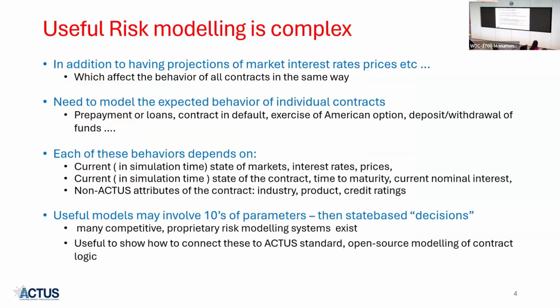In addition to having projections of market interest rates and prices, which affect the behavior of all contracts, which reset, and this is key to interest rate risk, as we talked about, you need to have a model, you need to model the behavior of individual contracts. There are properties like prepayment, there are properties like default, there are properties like exercise of an American option, which will depend on many things.